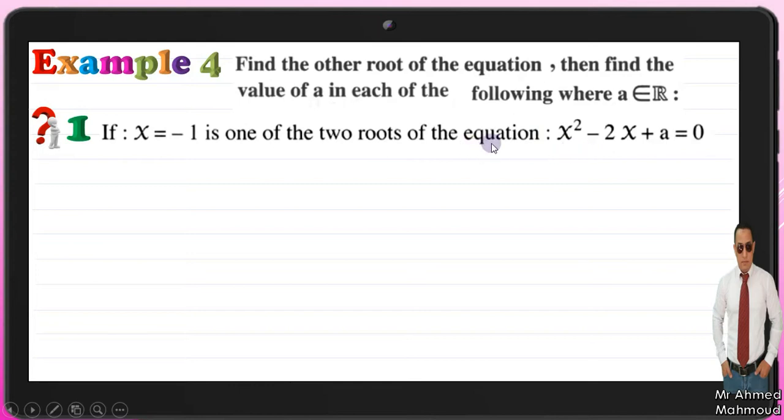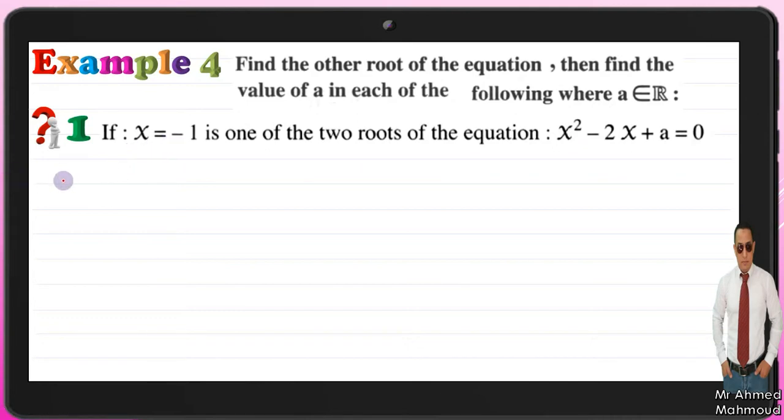Okay, to find the other root, I'm going to use the sum. Why am I going to use the sum? The sum depends on B and A. B and A are included: B equals negative 2 and A equals 1. So I will use the rule which includes B and A, which is the sum.